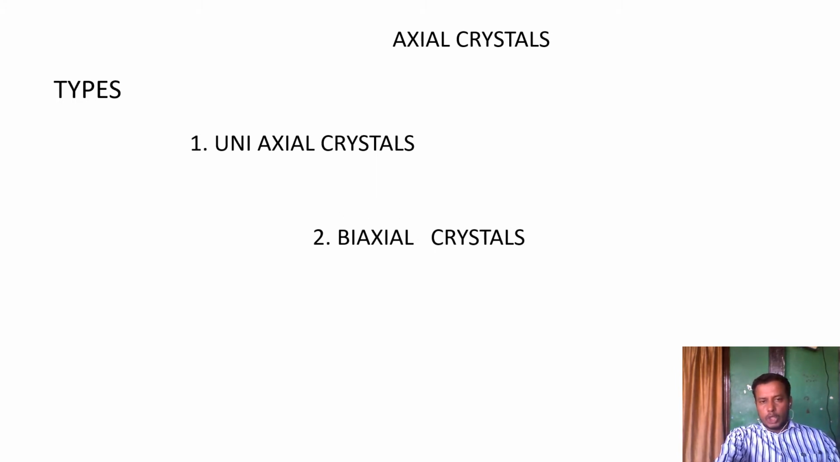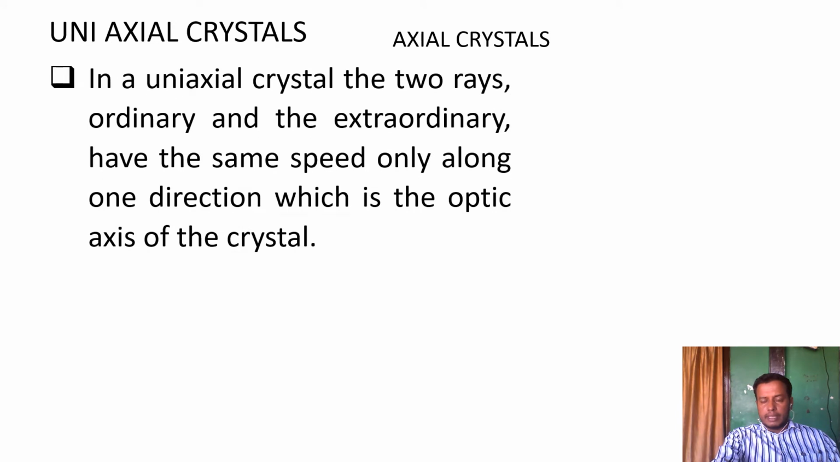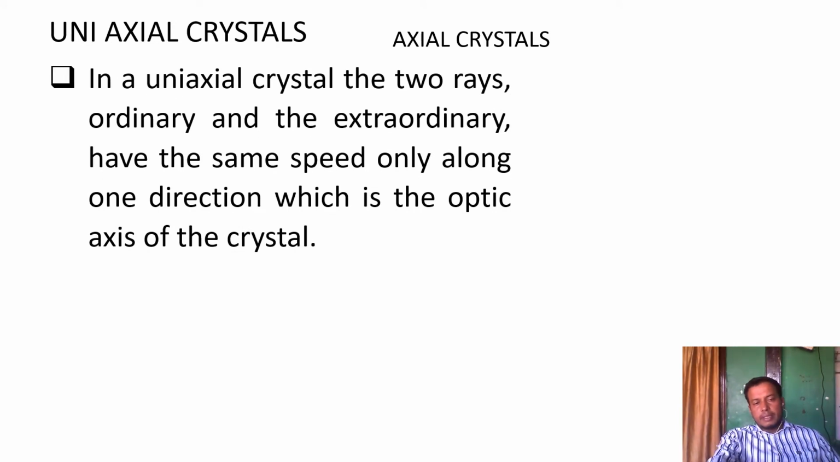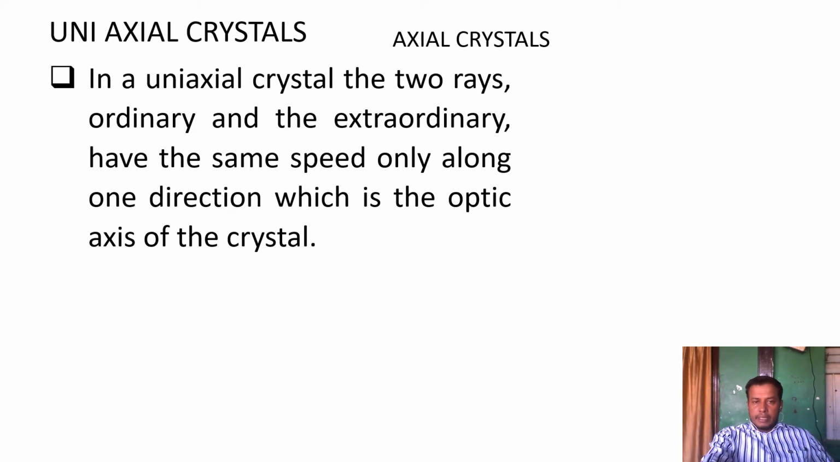As its name says, uni means mono, only one, and biaxial means two axes. So what are uniaxial crystals? As its name says, the crystals which have a single axis. This is called the uniaxial crystal, the crystal which has only one optic axis, through which the ordinary and extraordinary velocity will be the same in one direction.